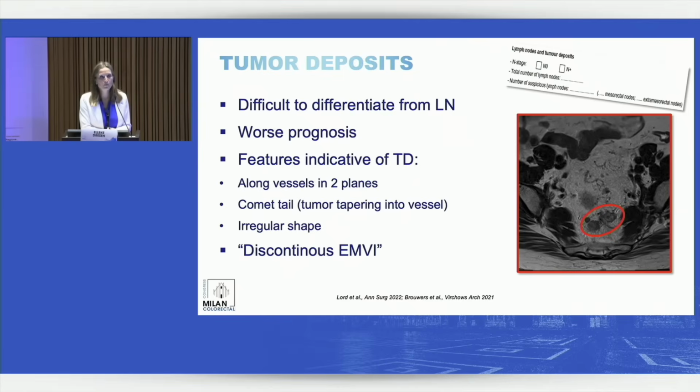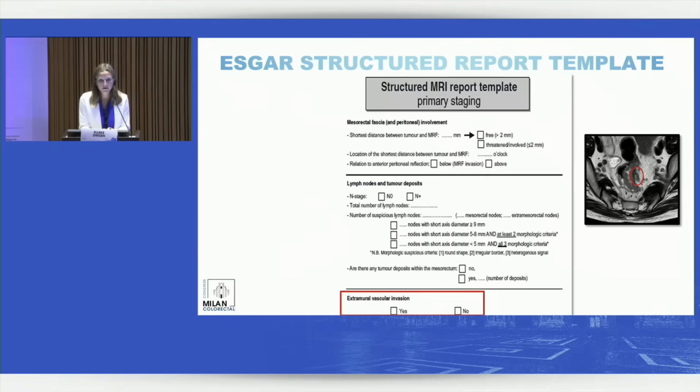Then a word on tumor deposits. We know that it's quite difficult to differentiate them from lymph nodes, but they do have a worse prognosis, and we might suggest them if they are located along the vessels, if they have tumor tapering into those vessels, and if they have an irregular shape. And you can think of them like a discontinuous EMVI, because they tend to present in the same manner, only then discontinuous from the primary tumor.